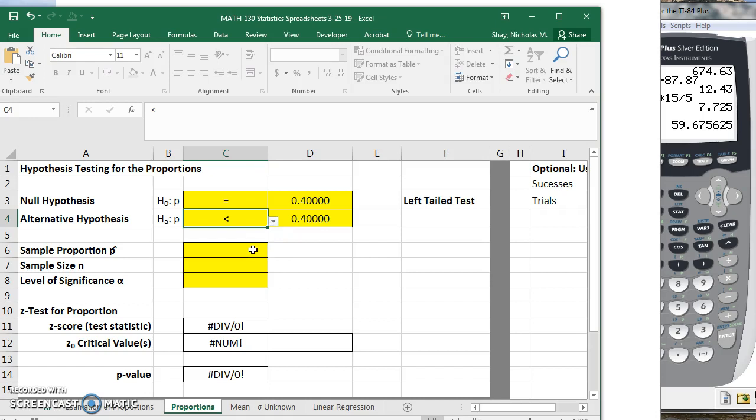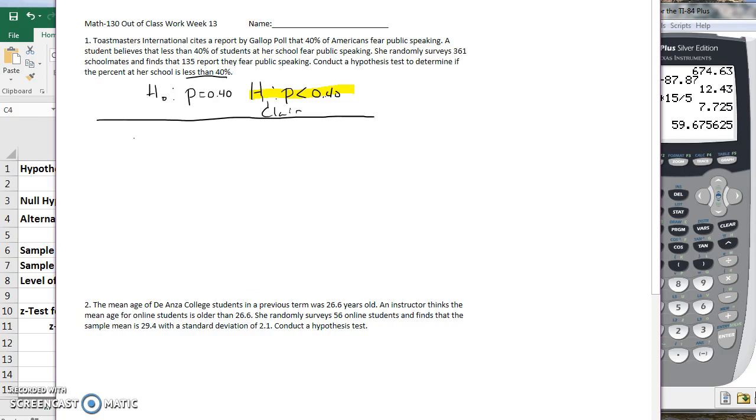Now I need to find my sample proportion, my sample size, and my significance level. So let's take a look and see if we can find those. So my sample proportion, which is P hat, is the percent of people from the survey who expressed fear. We can find that by doing x divided by n, and in this case, we surveyed 361 students, and we found that 135 of them expressed fear of public speaking.